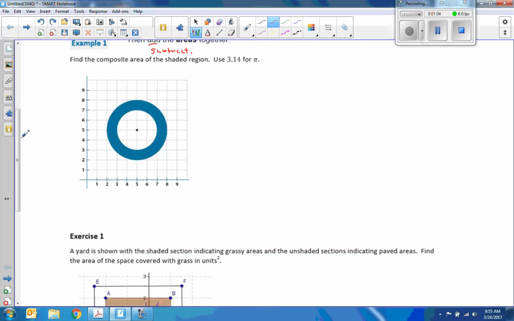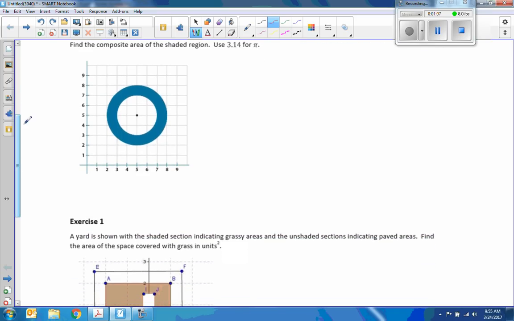So let's move on to number one. Find the composite area of the shaded region. Use 3.14 for pi. When I look at this, I see a circle, and I draw a circle around here. Okay, the best that I can there. I have that circle there. I also have an inner circle right here. So we want to find the area in between these two circles.